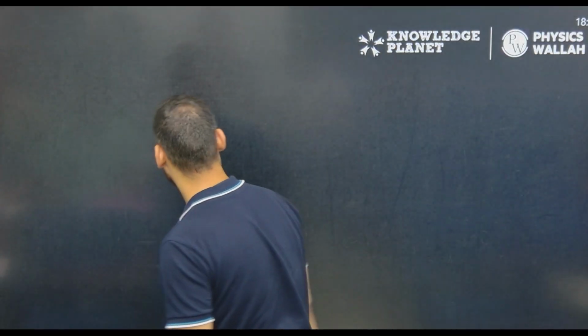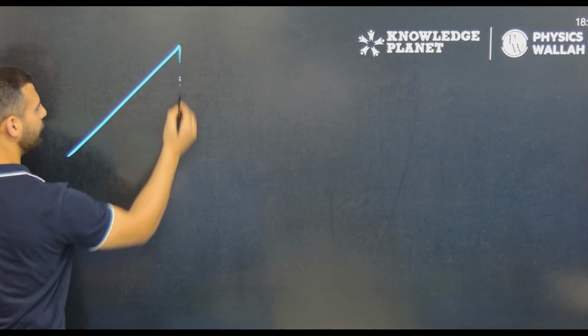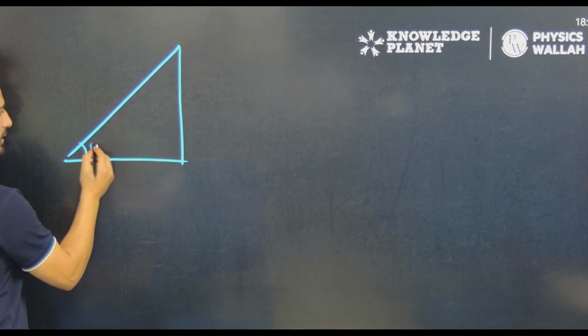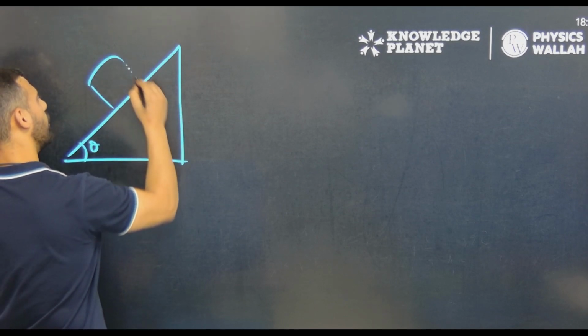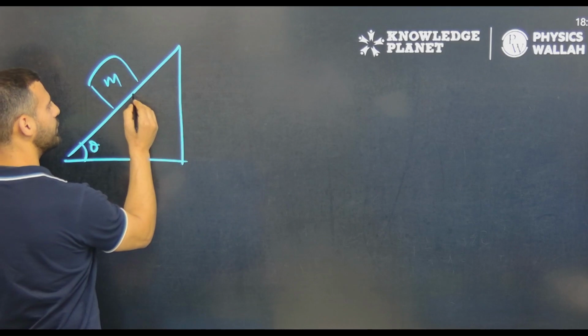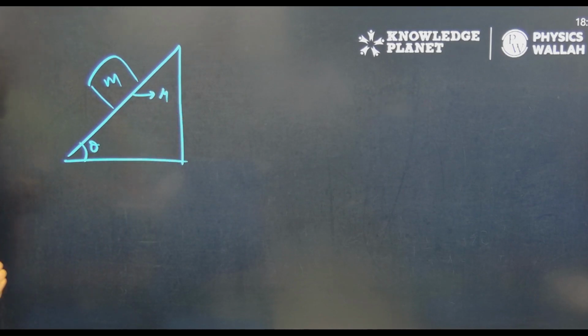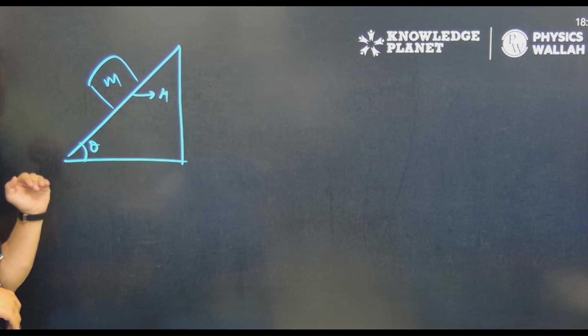Okay. Let us now talk about some other things. Say, for example, there is a wedge, and the angle of the wedge is theta. Fine. And there is a block of mass m. The coefficient of friction is mu. Fine. Now, this angle is more than the angle of repose.